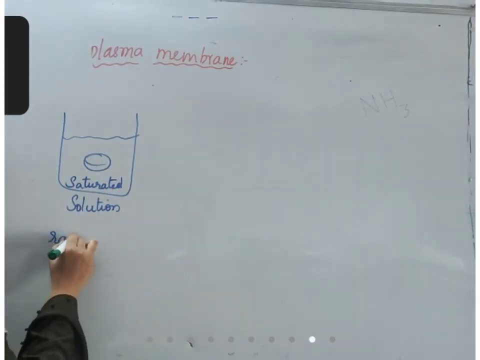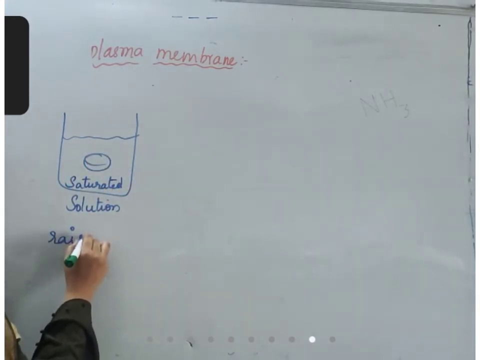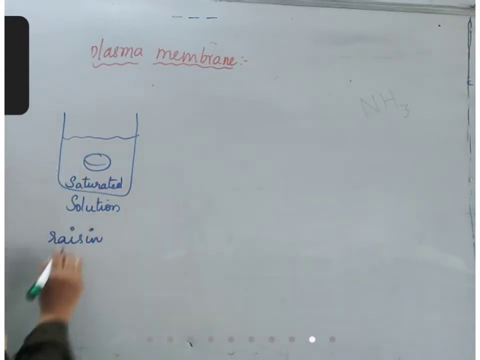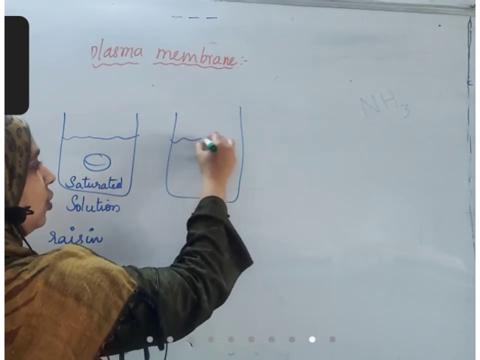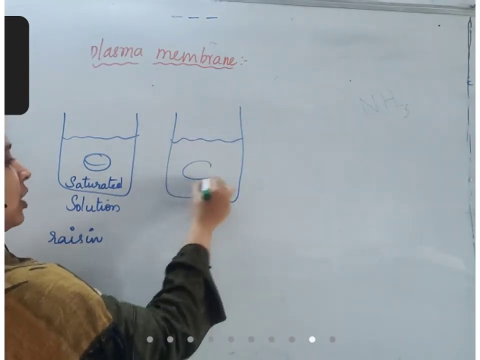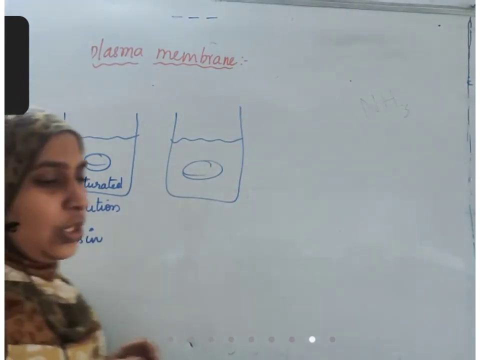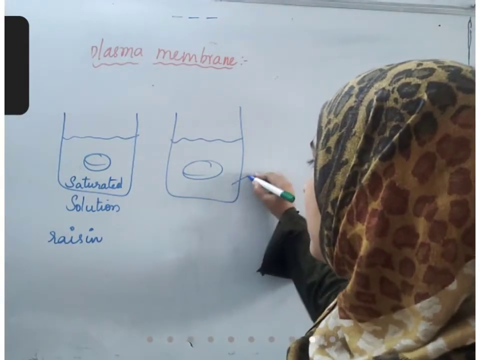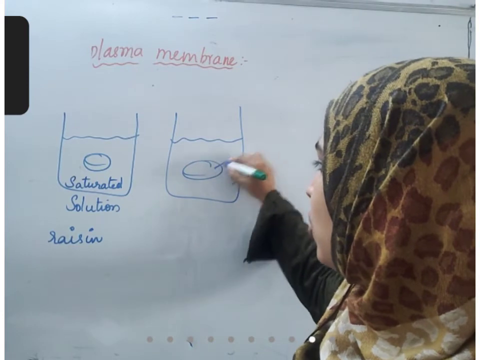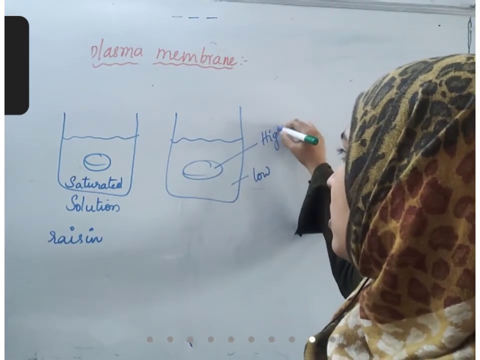Raisin means kishmish. In a second container you take normal tap water, and keep a second raisin. You need to check what will happen. Here this is a low concentrated solution, and this is a high concentrated solution.